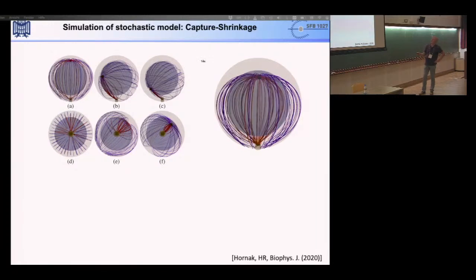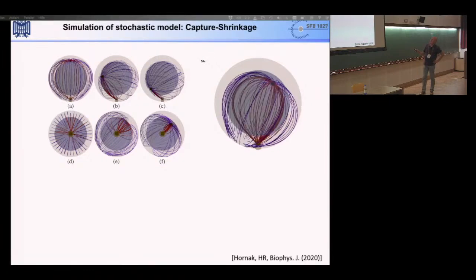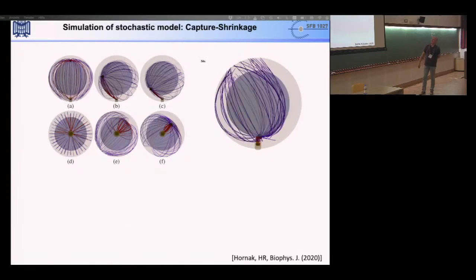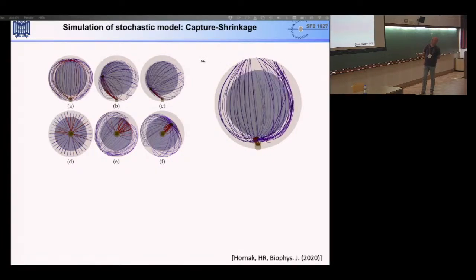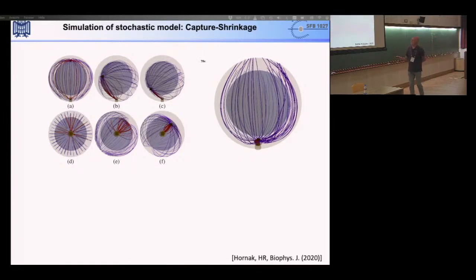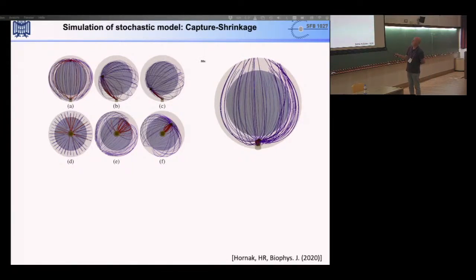Then the simulation of the actual model you see here. Here you see how, with the capture-shrinkage mechanism, a string of attached microtubules evolves, and then the whole structure finally evolves in this way. And here you see something that you also observe from a side view, more or less, that the microtubule, let's say, fence opens up here. That is also observed in the experiment.